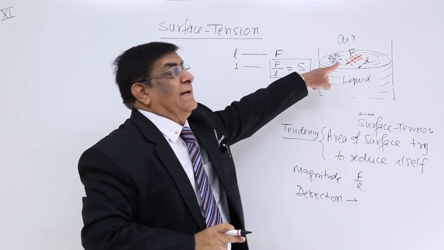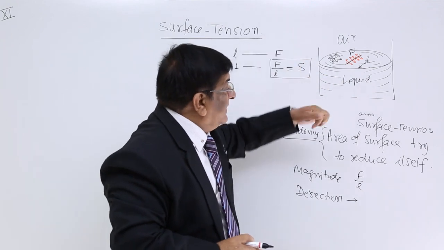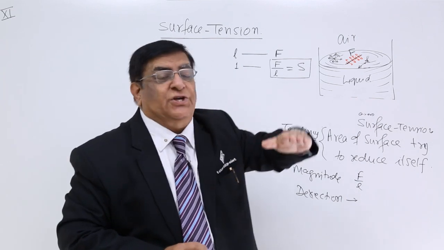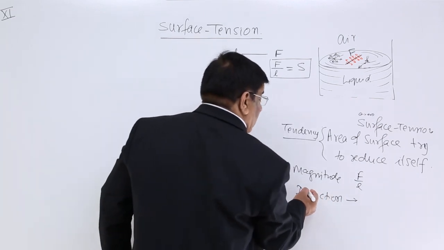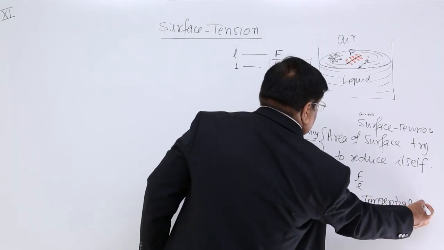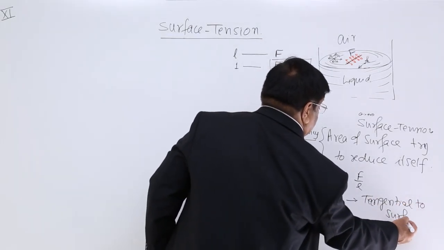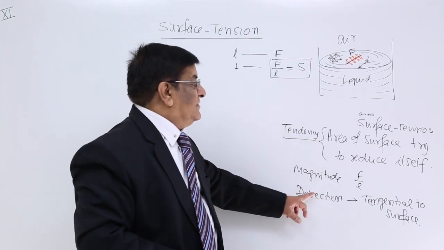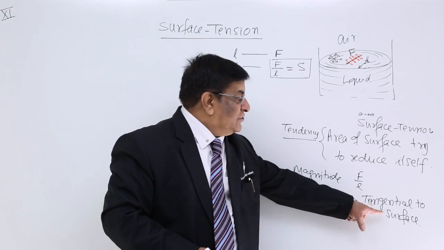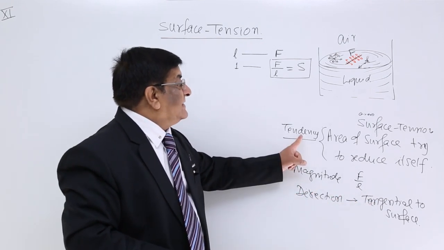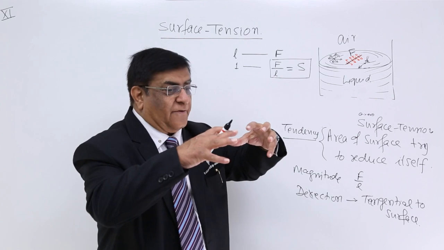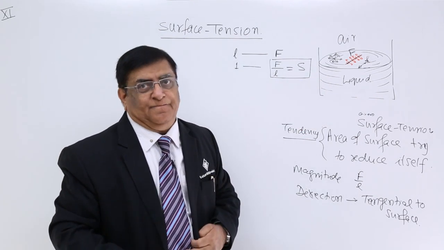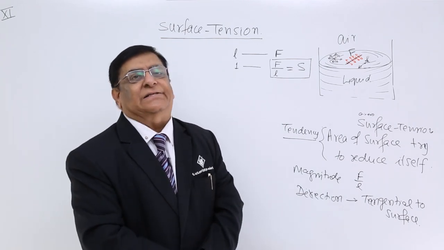But one thing is common in them, that there is no force going inside or coming up. All these forces are tangential to the surface. So for direction, we make a note: tangential to surface. So this is a brief introduction. What is surface tension? This is a force which is tangential to the surface, and its tendency is that the area of the surface must be reduced. They should come closer to each other. This is surface tension on any surface.